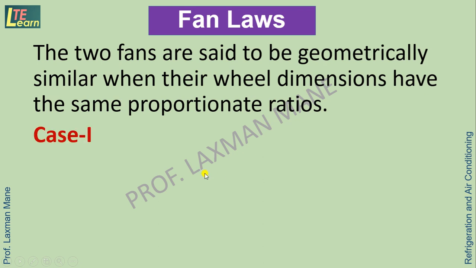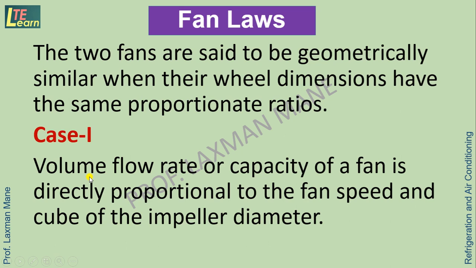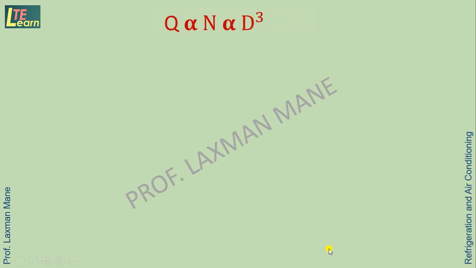Case 1 mentions volume flow rate or capacity of a fan is directly proportional to the fan speed and the cube of the impeller diameter. Mathematically, Q is proportional to N and proportional to D cube. So Q is a fan capacity, N is a speed and D is a diameter of fan.